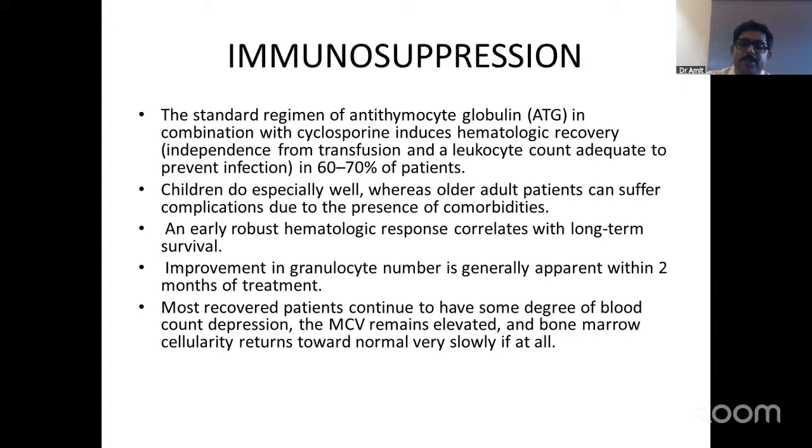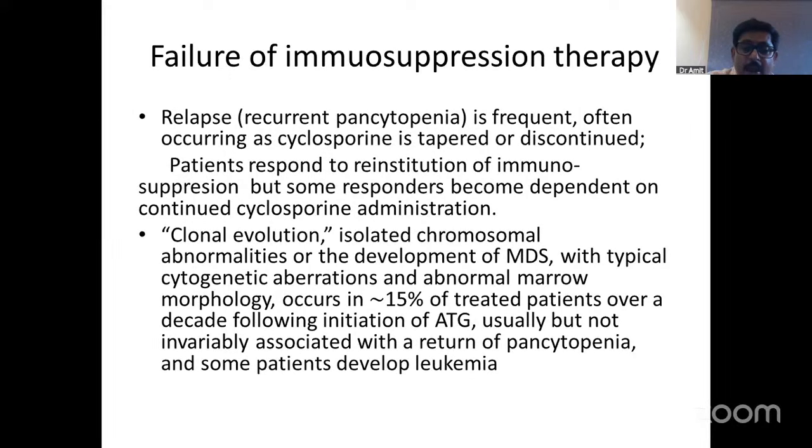Most recovered patients continue to have some degree of blood count depression. The MCV remains elevated and the bone marrow cellularity returns toward normal very slowly, if at all. The majority of these patients go on to become cyclosporine dependent, and hence they need chronic cyclosporine. Other issues are relapse or failure, and clonal evolution with isolated chromosomal abnormalities or the development of MDS is also one of the concerns for immunosuppression therapy.